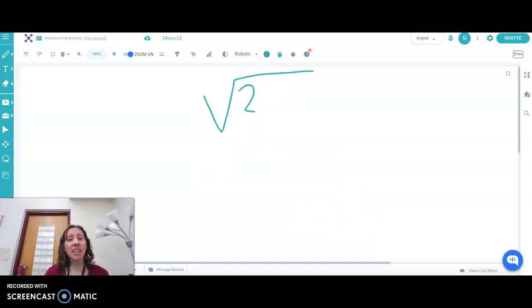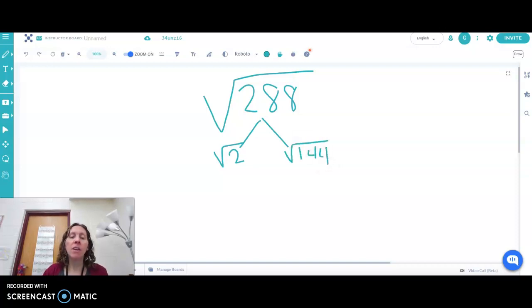Here is a second method that you could use. So let's say we have the square root of 288. I don't really know what that's divisible by, so I'm just going to break it up into some other numbers. It's an even number, so for sure it's divisible by 2. So the square root of 2 times 144. Now 144 is a perfect square, but maybe I just don't know that one because that's kind of a tricky number. So I'm just going to keep on making a factor tree.